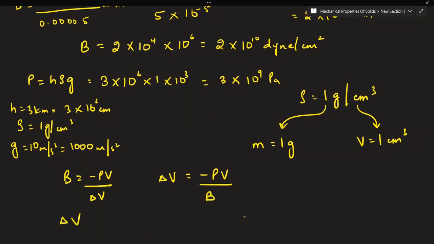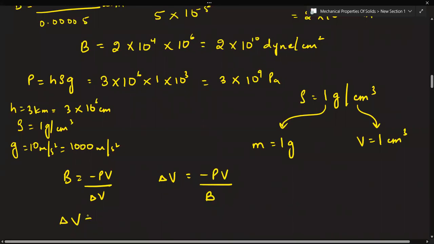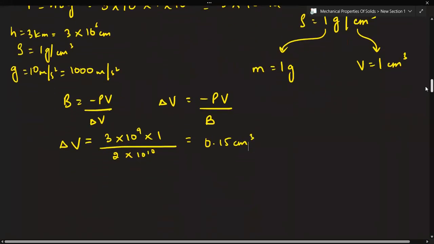If we wish to calculate the change in the volume, pressure is 3 into 10 to the power 9, volume is 1, bulk modulus is 2 into 10 to the power 10. On solving this, we'll be getting the change in volume as 0.15 centimeter cube. So this is the change in volume. We have the initial volume as 1 centimeter cube. So can we find out the final volume?